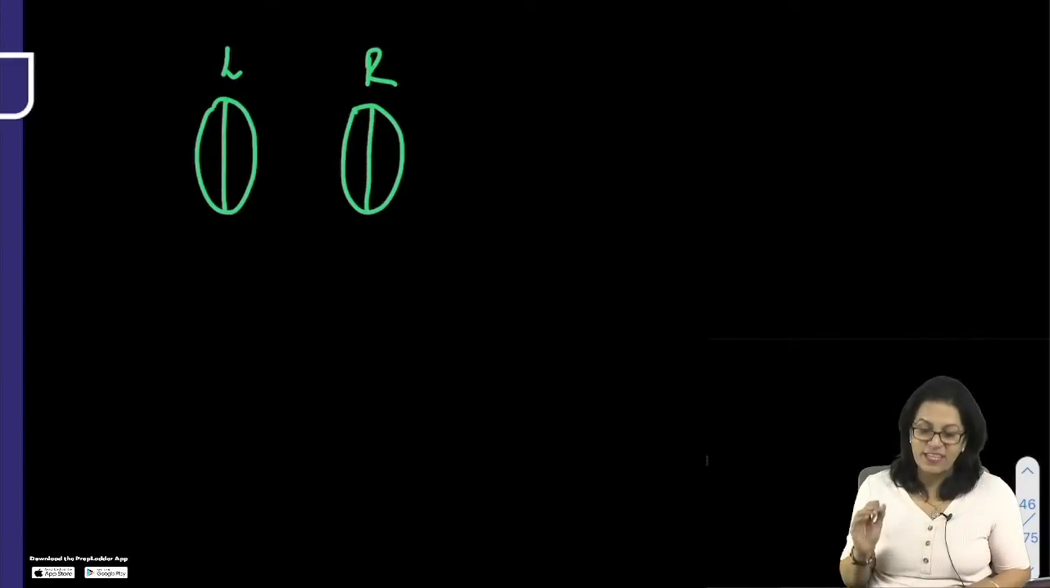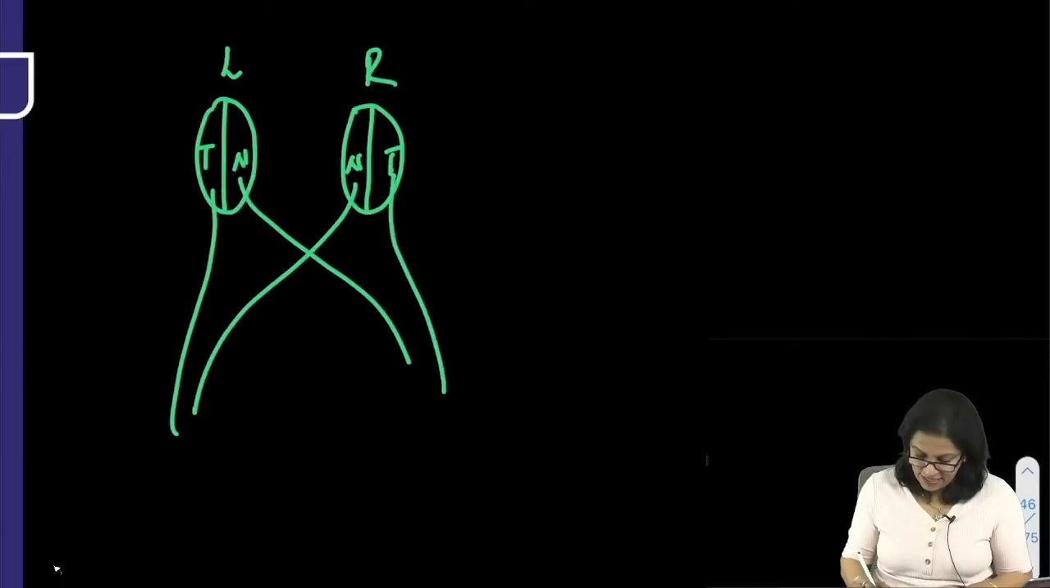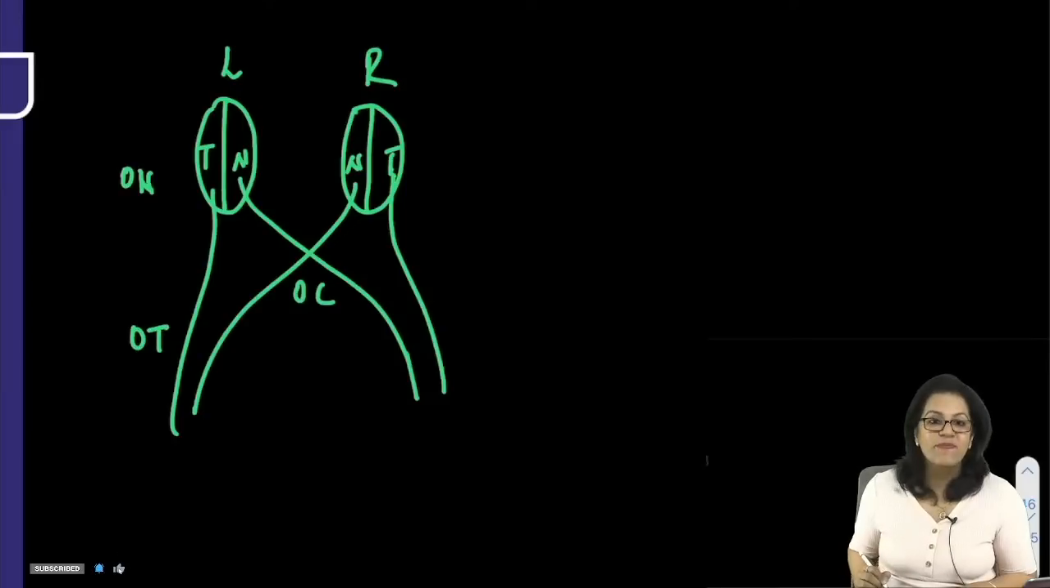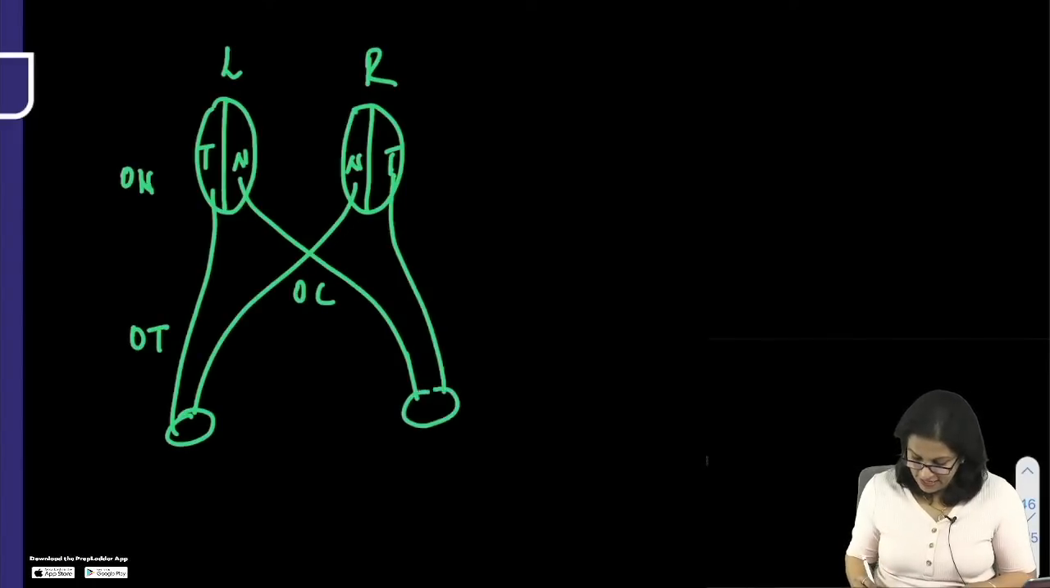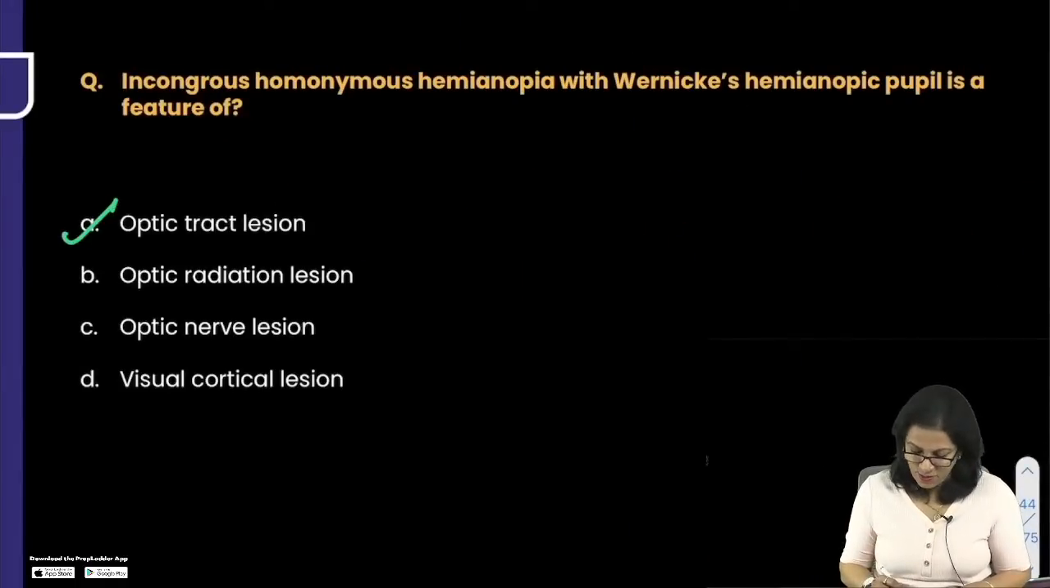This is equally divided into nasal and temporal. We all know nasal, temporal, nasal, temporal. Now we know nasal fibers decussate, temporal do not decussate. Okay? So this becomes your optic nerve. This is your optic chiasma. This is your optic tract. And then comes your lateral geniculate body, right? So you all have answered what? Yes, very good. The answer is A, that is optic tract lesion.